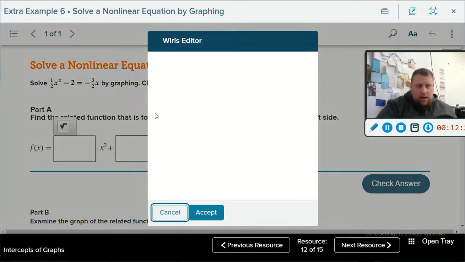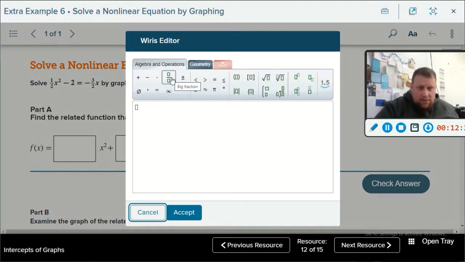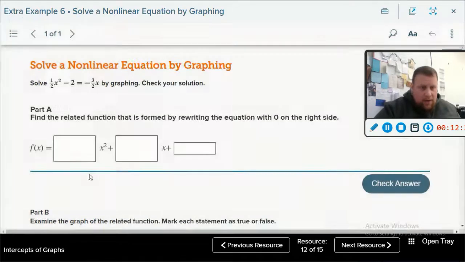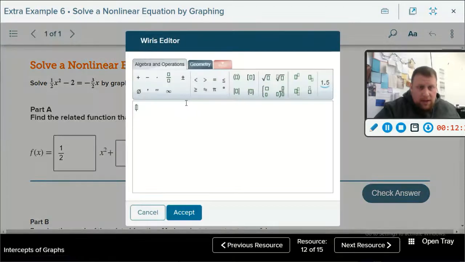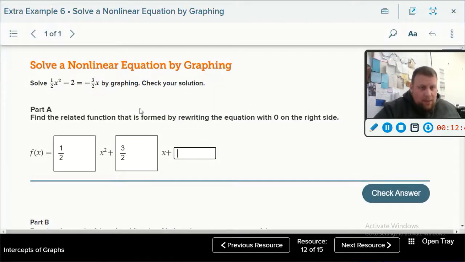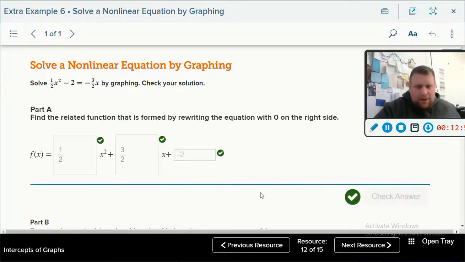All right. So this is the editor. If you ever want to know how you do this. 1/2 x squared plus, remember I added that over and got 3/2 x. So I'm going to click that again. Let's get my fraction, 3 over 2. And then plus what? Well, we're adding a negative 2. So that's plus negative 2. And it really should just be minus 2, but there we go. That's plus negative 2. Okay.